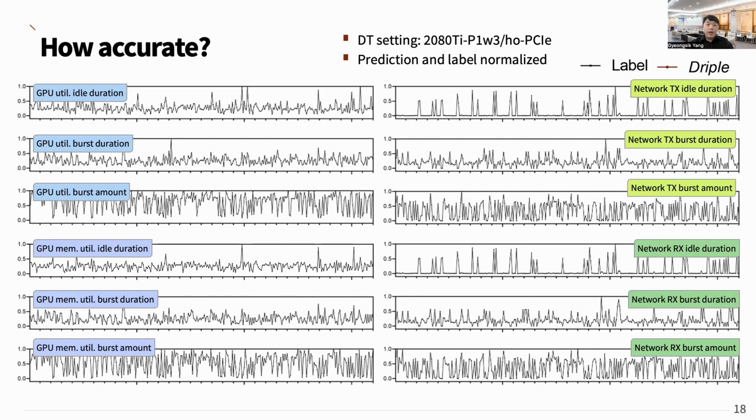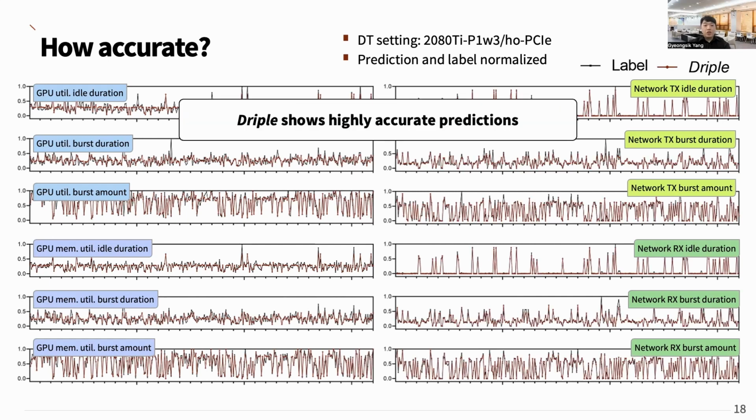First, we show how accurate Dribble is using a prediction example. Here, we present the results of the 1 parameter server and 3 workers using 2080 Ti GPUs. In the graph shown here, the x-axis is each DT workload, and the y-axis is a metric normalized to the maximum value. The black line is the ground truth label value, and the red line shows values predicted by Dribble. So we believe that Dribble shows reasonably accurate predictions.